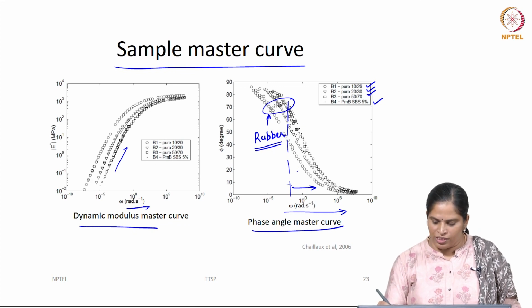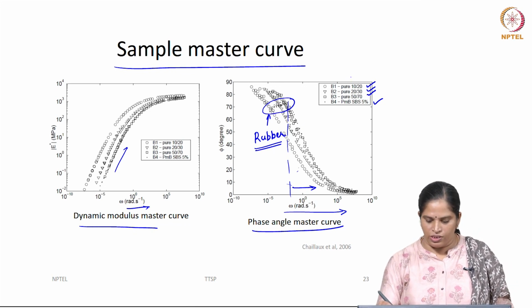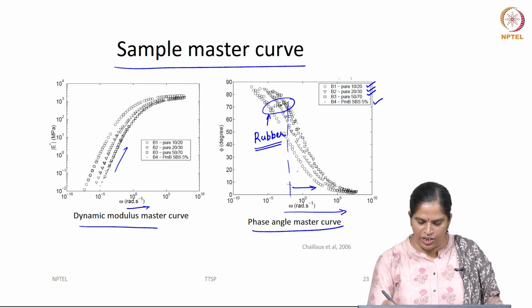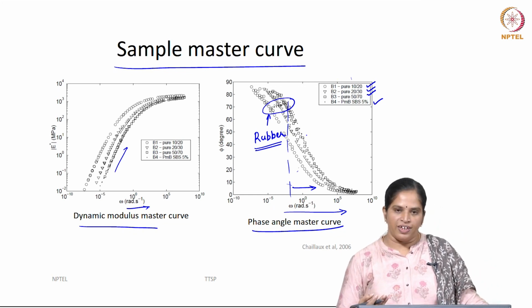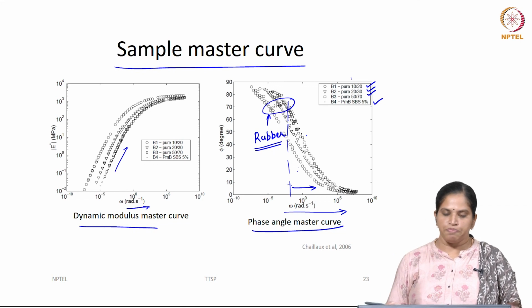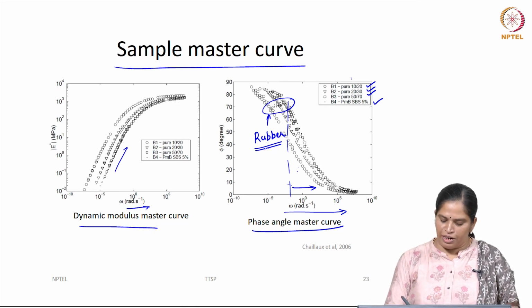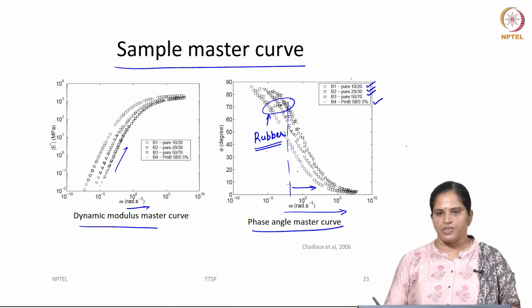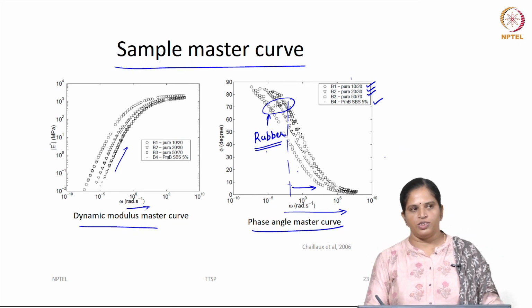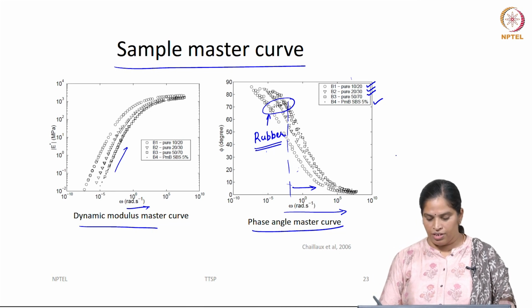Do not worry about what this material is. Our focus is not what the material is, our focus is only what kind of phase angle master curve we may get. This kind of behavior can be captured when you construct a master curve. This is another advantage or an application of a master curve.